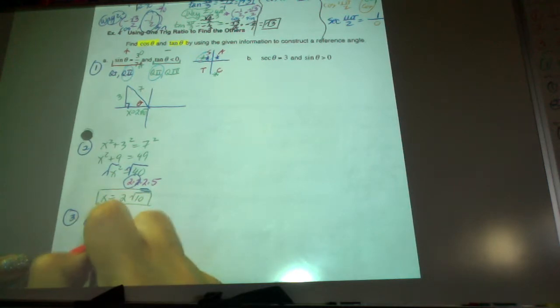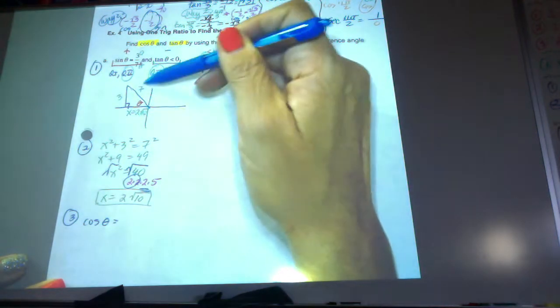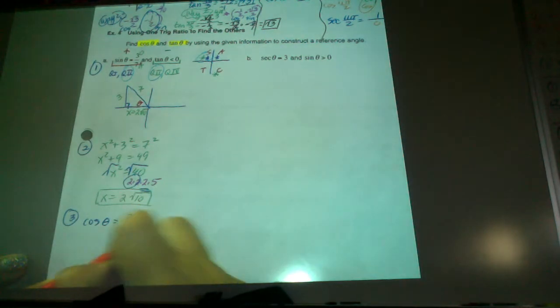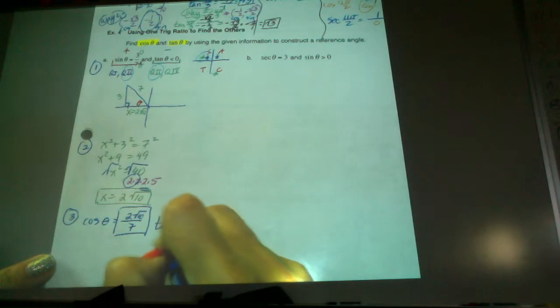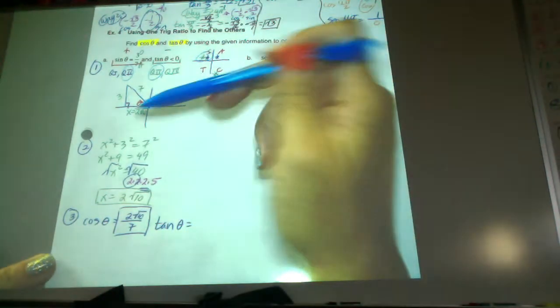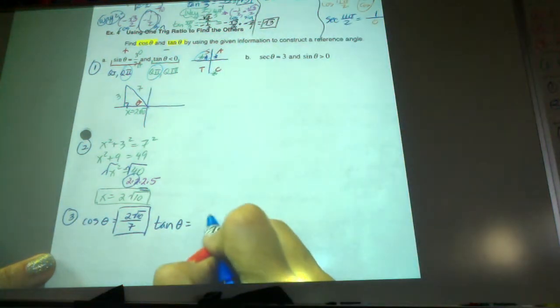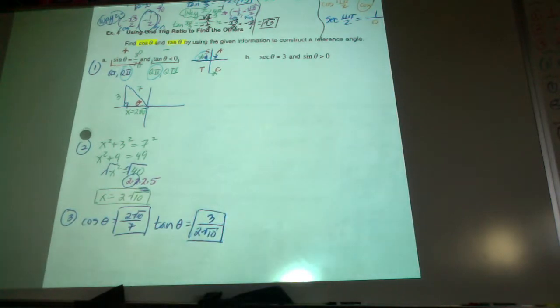Cosine of theta is adjacent over hypotenuse, 2 rad 10 over 7. Then tangent of theta is opposite over adjacent. So 3 over 2 rad 10. I'm perfectly happy with that as an answer, and I believe Math Excel will be as well.